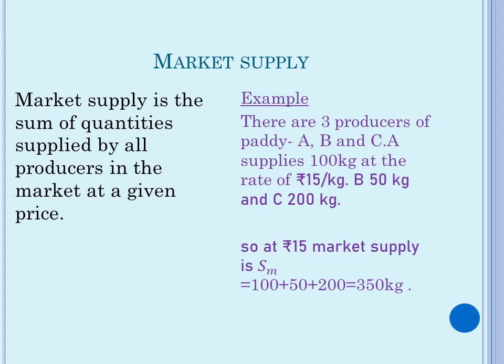It is the sum of quantities supplied by all producers. In this example, there are 3 producers. When we add together their productions, we get the market supply at a given price. At rupees 15, they are producing 350 kg. The sum of quantities supplied by all producers in the market at a given price is called market supply.